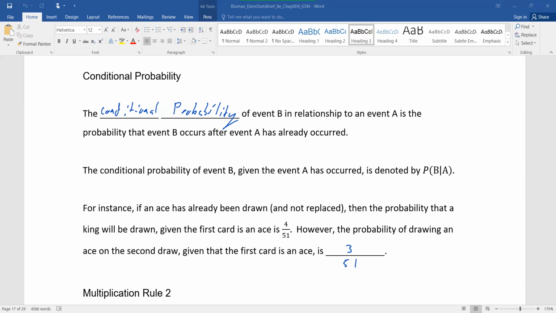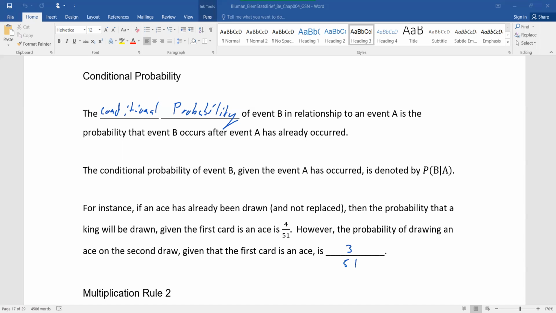Questions on conditional probability. So you're basically just trying to find the probability of the second event happening, knowing the first event. So there's no multiplication here that you have to do. You're just trying to find the probability, knowing that the first event happened. All right, it should be noted.